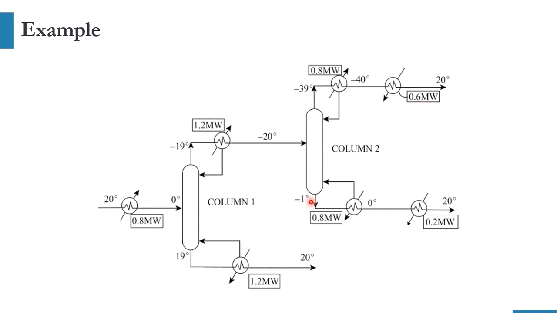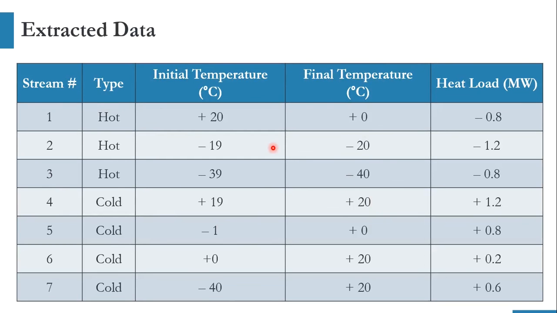0.6 megawatt. Then minus 1 to 0 degree centigrade, 0.8 megawatt. 0 to 20 degree centigrade, 0.2 megawatt. So you can see in the same way this extracted data has been plotted.